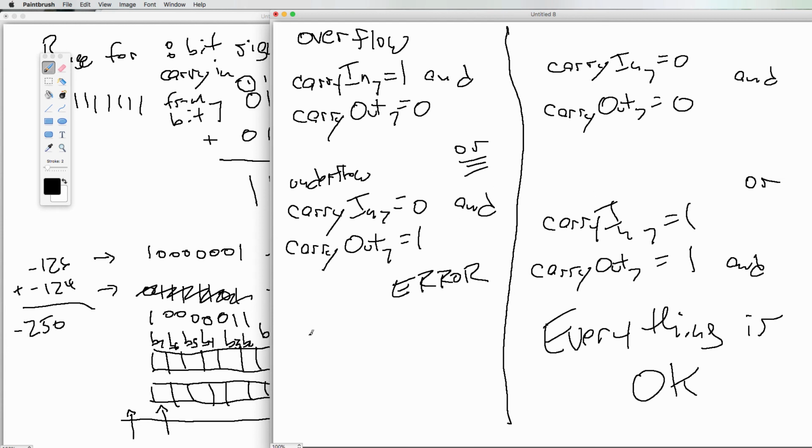So another way to do this, I'll leave this as something for you to think about. I could say carry in on 7, exclusive OR carry out on 7. This is the condition for checking for overflow.